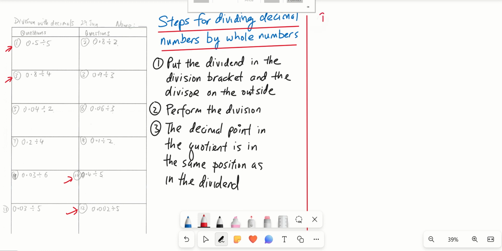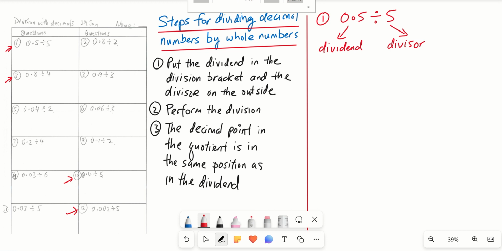Question 1, we have 0.5 divided by 5. Now, the number on the left is what we call the dividend. And the number on the right is what we call the divisor. So basically, you are dividing 0.5 into 5 groups. And we're going to find out how much there is in each group.